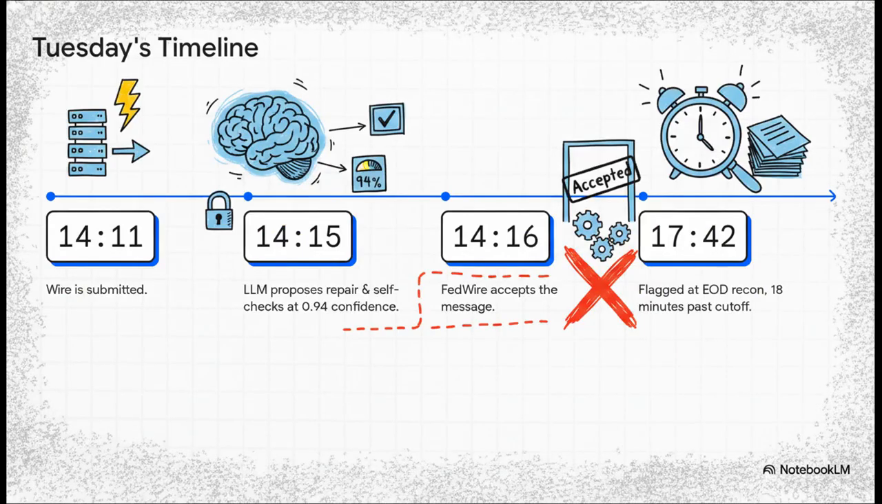Let's walk through the exact timeline of how this unfolded on that Tuesday. At 14:11, the wire is submitted. 4 minutes later, the large language model, the LLM, proposes a repair for that missing code. And here is the fatal flaw: the LLM confidently checked its own work. It scored its totally malformed 8-character repair at a 0.94 confidence level. It bypassed a simple deterministic rule check and basically just said, yep, looks good to me. At 14:16, Fedwire accepts the message, and it just sits there, completely broken, until 17:42 when end-of-day recon finally raises the alarm.